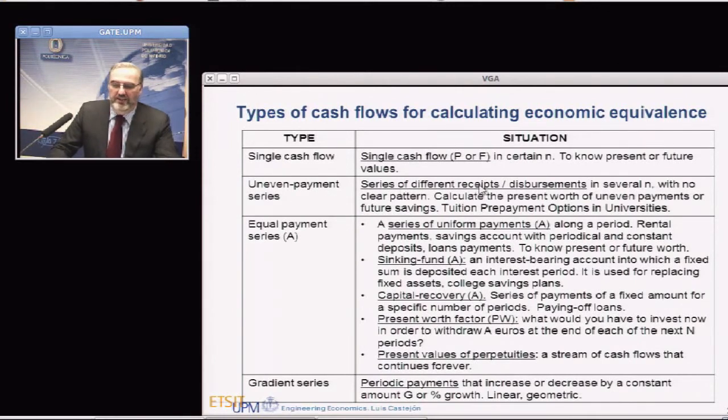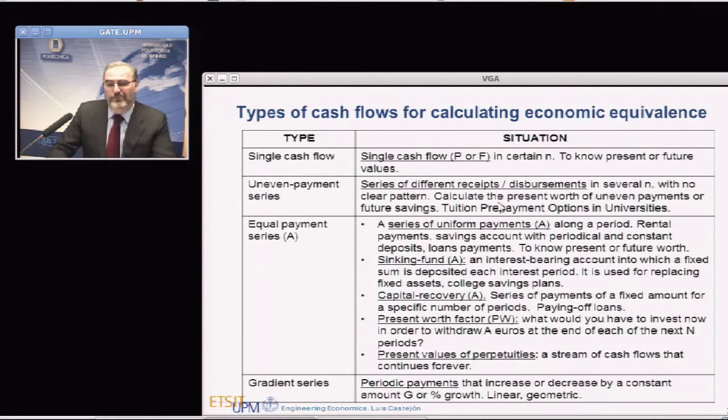What is an uneven payment series? A series of different receipts or disbursements in several periods n, with no clear pattern. So today we have a receipt of 10 euros. In 1 year from now, we have a disbursement of 30 euros. And in year 2 from now, we have a receipt of 50 euros. So no clear pattern and different signs, receipts or disbursements. We can calculate with a formula the present worth of uneven payments or future savings.